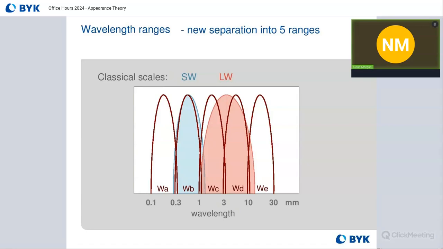So we see that the shortwave, which is that blue region, is now the WB scale, and the long wave is broken up between the WC and WD. And we have new ranges for each of these scales. Our WA is from 0.1 to 0.3 millimeters, so very fine structure. Our WB is 0.3 to 1 millimeter, and our WC is 1 to 3 millimeters. Our WD is 3 to 10 millimeters, and our WE is 10 to 30 millimeters.